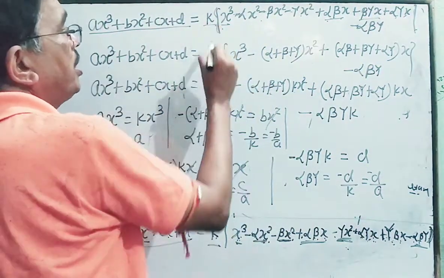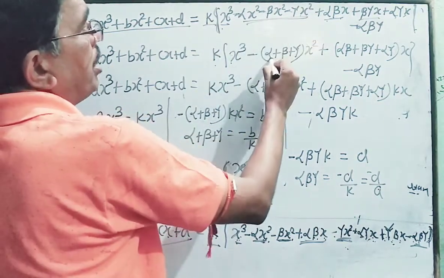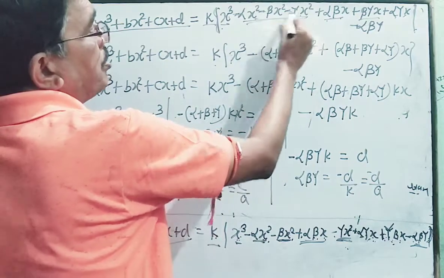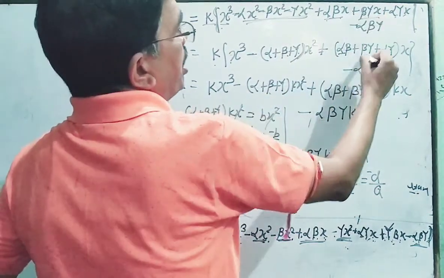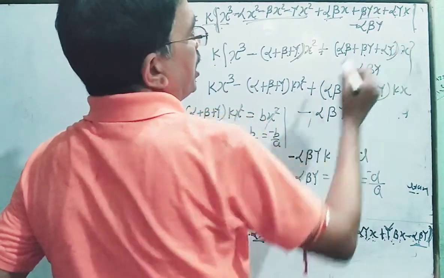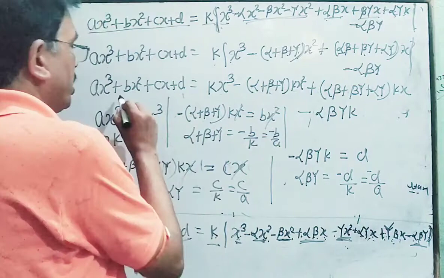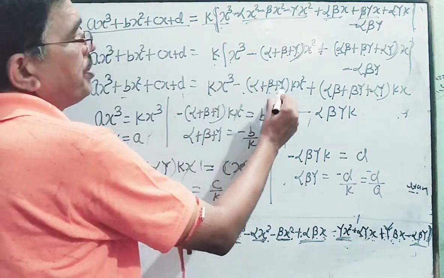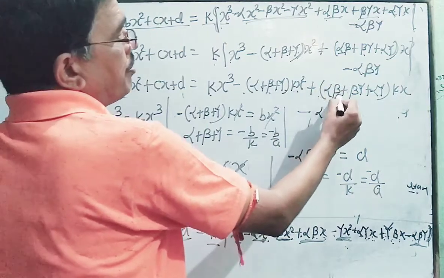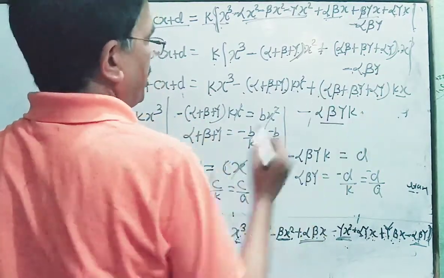Now arrange here. k times (x cube minus (alpha plus beta plus gamma) x square, which is common, plus (alpha beta plus beta gamma plus alpha gamma) x, and minus alpha beta gamma), close the curly bracket. Now multiply by k. Then it is kx cube minus k(alpha plus beta plus gamma) x square plus k(alpha beta plus beta gamma plus alpha gamma) x and minus k alpha beta gamma.